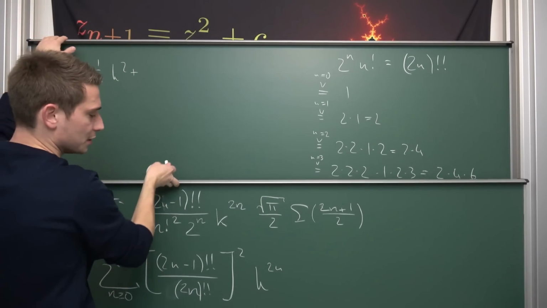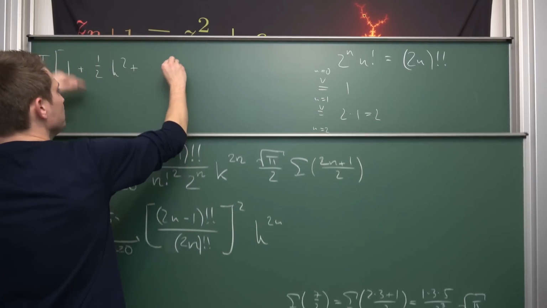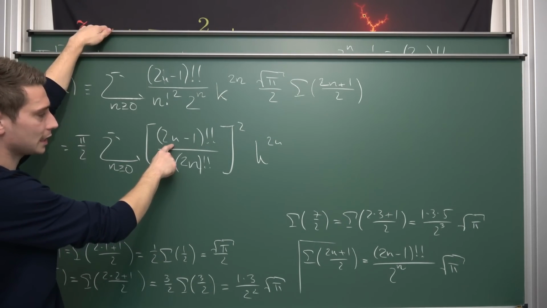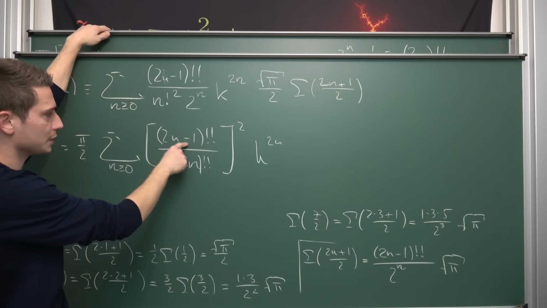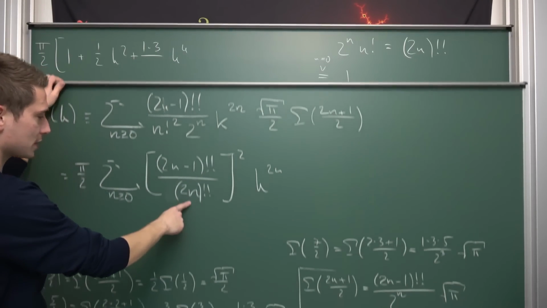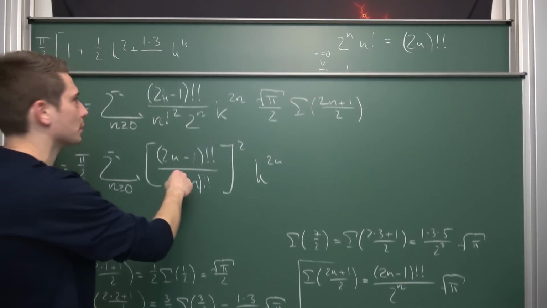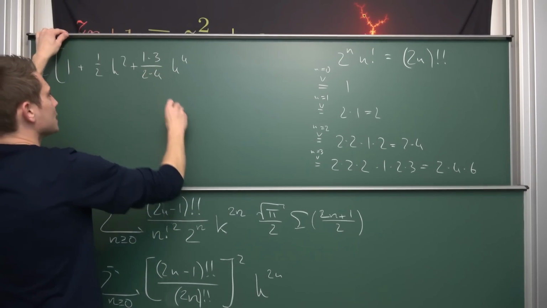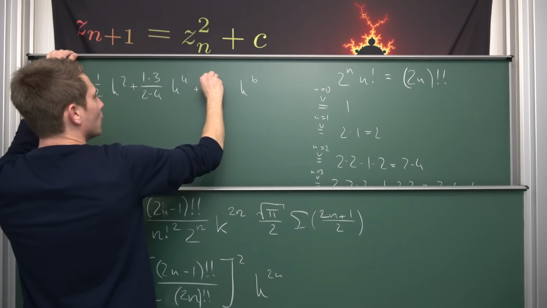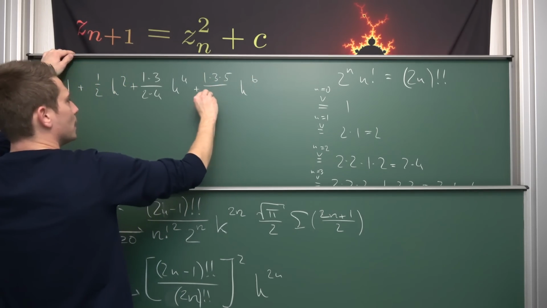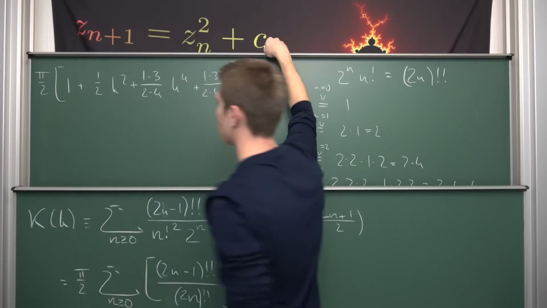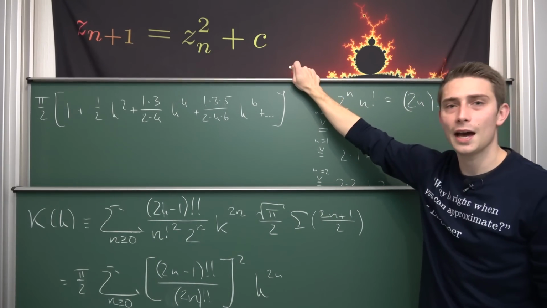Now next one is positive, and we are going to get k to the 4th power. And what are we going to get here? At n being equal to 2, 3 double factorial, so this is 1 times 3, divided by 4 double factorial, which is nothing but 2 times 4. Okay, and so on. And the next one is going to be k to the 6th power, 1 times 3 times 5, divided by 2 times 4 times 6, and so on.